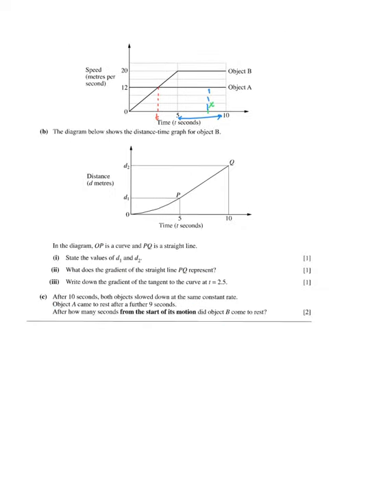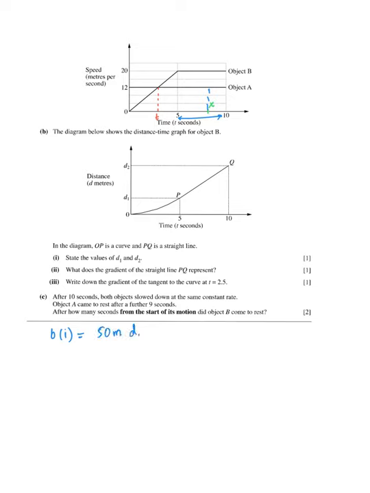Alright, in part B, it says the diagram shows the distance time graph for object B. I have pasted a speed time graph for object B, so we can link these two diagrams. In the diagram, OP is a curve and PQ is a straight line. You can see that this one is a distance time graph and this one is a speed time graph. In the first part, it says to state the value of D1 and D2. D1 is basically the distance covered in 5 seconds, and we found it in part A, part 1, and for D1 it's B part 1. What we need to do is find the area of that portion, and we found it already, and that is equal to 50 meters.